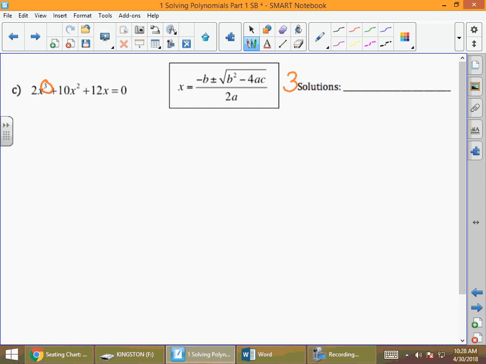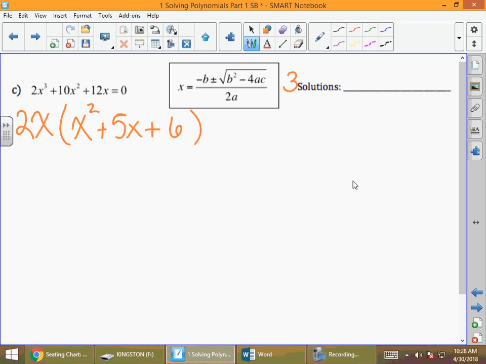I'm going to erase that circle over here, just because it gets in the way. Then ask yourselves, do we have a greatest common factor? We've got a greatest common factor. And not only is it an x, it's also a 2. 2 is an even number. 10 is an even number. 12 is an even number. Because those are all even, we can factor out 2x. And that means we're going to be left with x squared plus 5x plus 6.